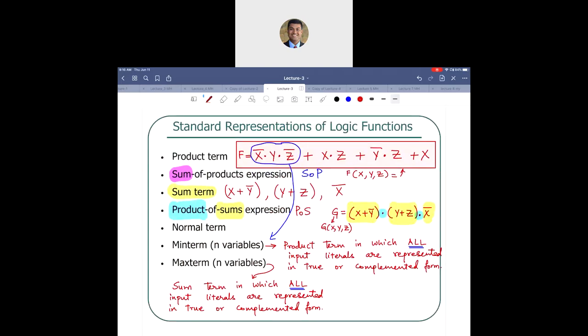A max term will be something like this, right? If it's a function of 3 variables x, y, z, a max term might be that, right? Or it could be that, and so on. Max terms are represented by capital M. Min terms are represented by small m.